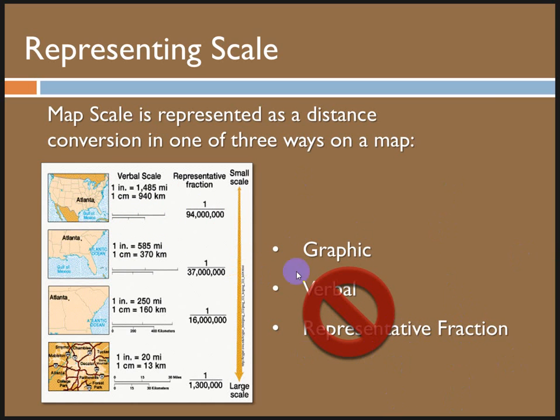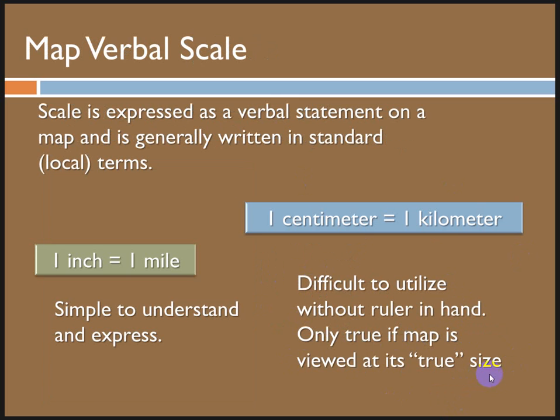There are definitely times that you're going to want to do this. The USGS uses these types of map scales all the time, but for our purposes they don't make a lot of sense. So here's why. Verbal scales, 1 inch equals 1 mile. Some of the benefits are that it's a really easy way to express scale. The difficult thing is they're only true if you're viewing the map at the same size it was set up, i.e. it was printed, so that you're actually holding it.